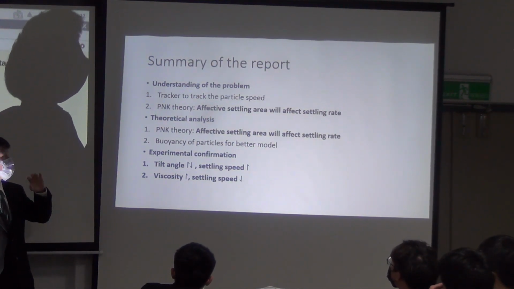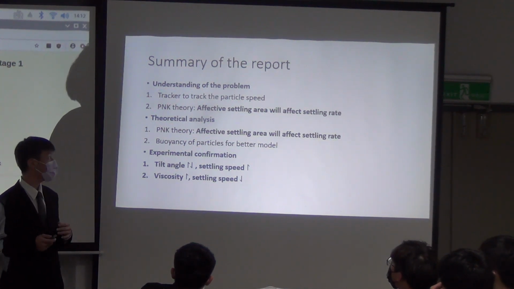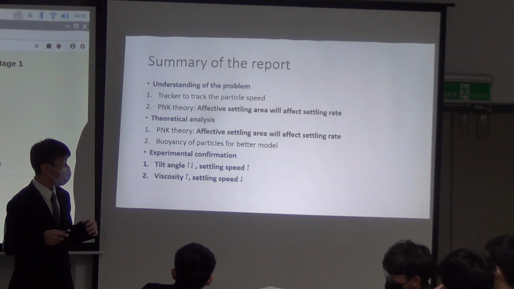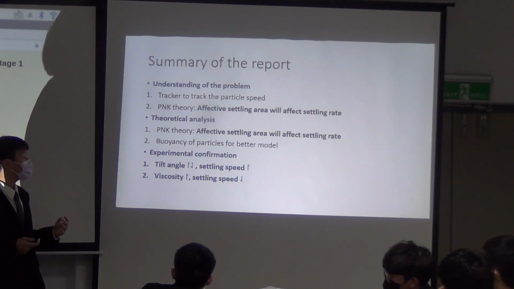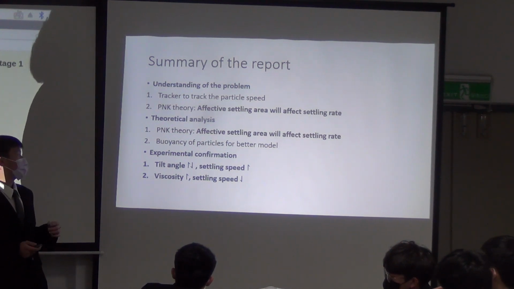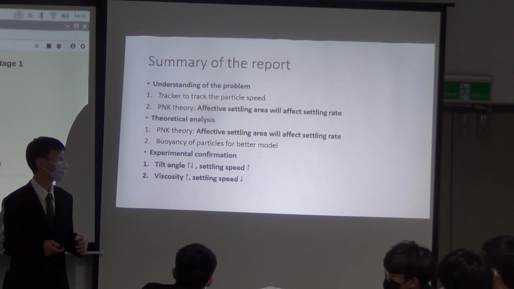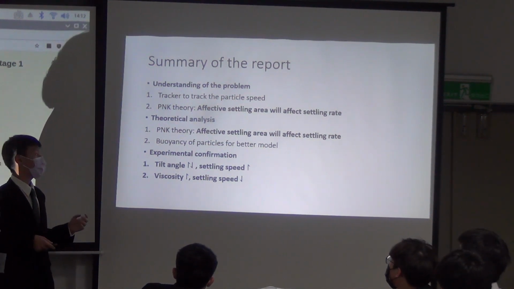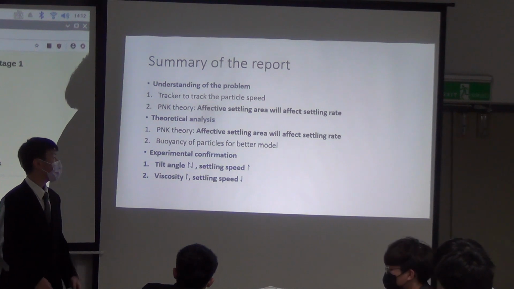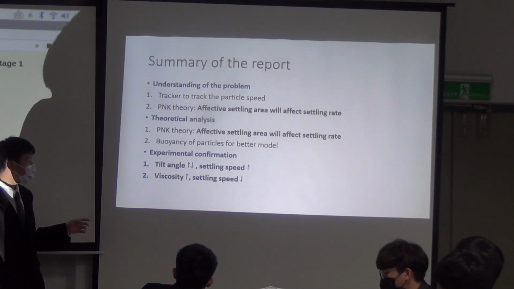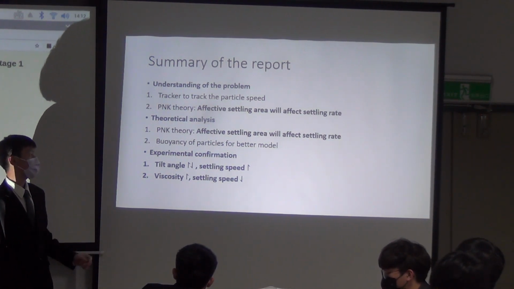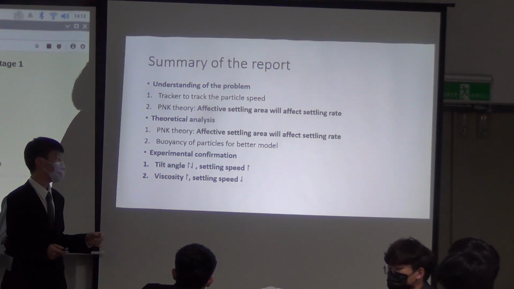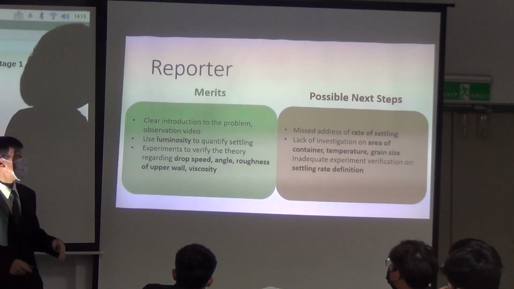First, they use a tracker to track the particle speed, and they use the PNK theory to know how the effective settling area will affect the settling rate. In the theoretical analysis, they use PNK theory for the effective settling area. And second, they use buoyancy of particles for a better model. In the experimental confirmation, as the tilting angle changes, the settling speed changes, and as the viscosity increases, the settling speed decreases.